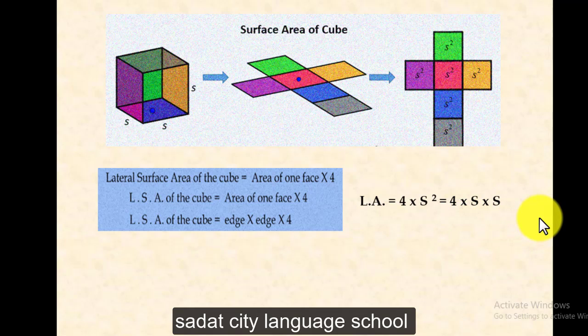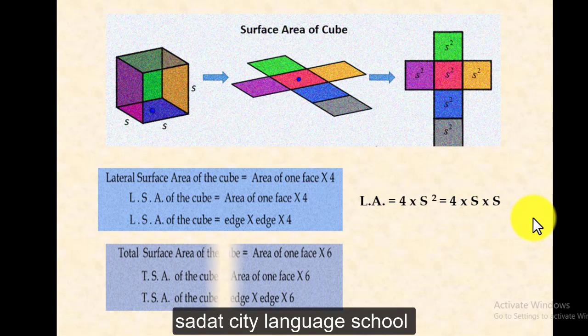Number 2, if I want the total area, how many faces do we have? We have 6 faces, and all faces are equal in area. So the total area equals the area of one face times 6. It is the same. We can write total area equals 6 times side length power 2, where side length power 2 represents the area of one face. Or we can say 6 times side length times side length.